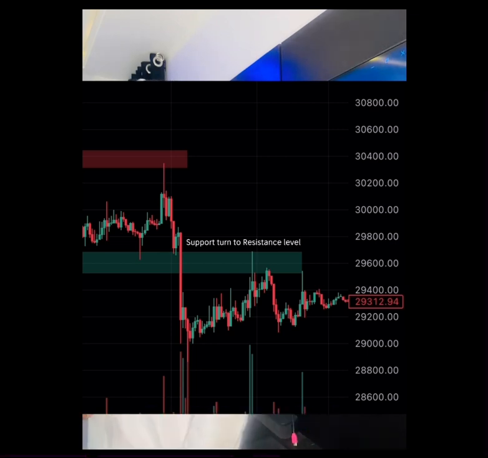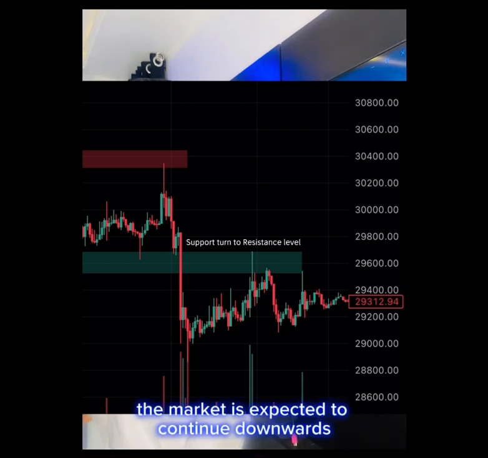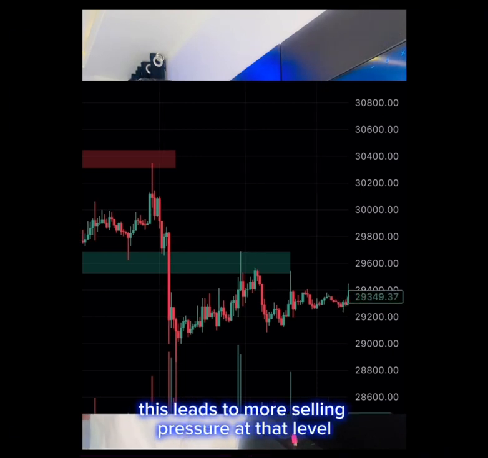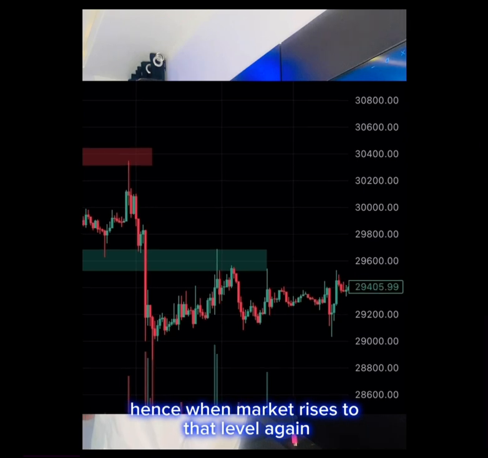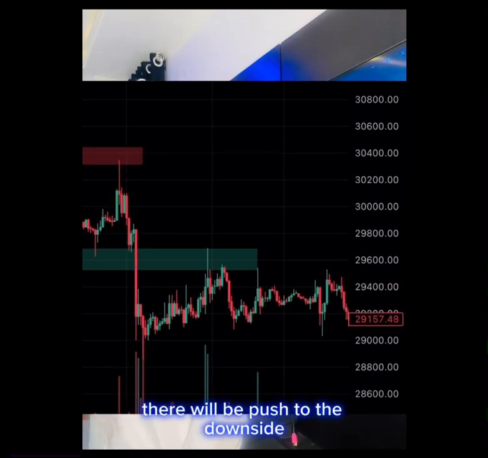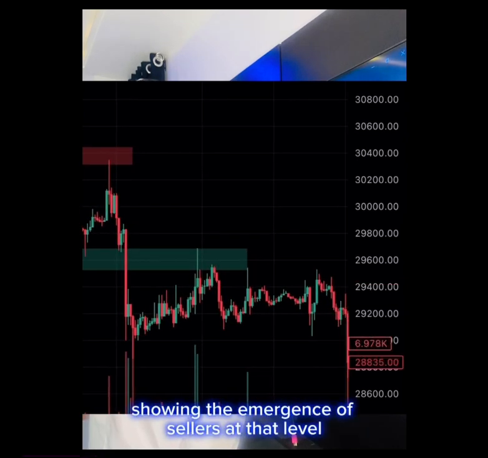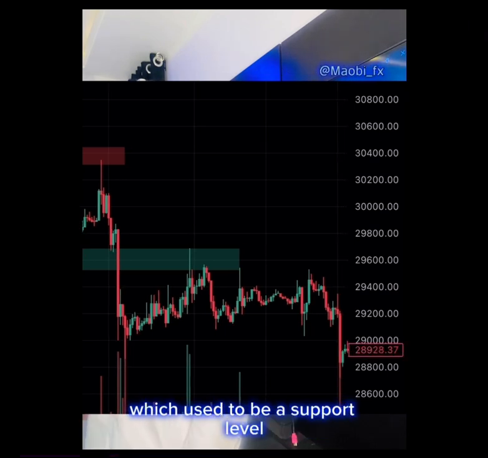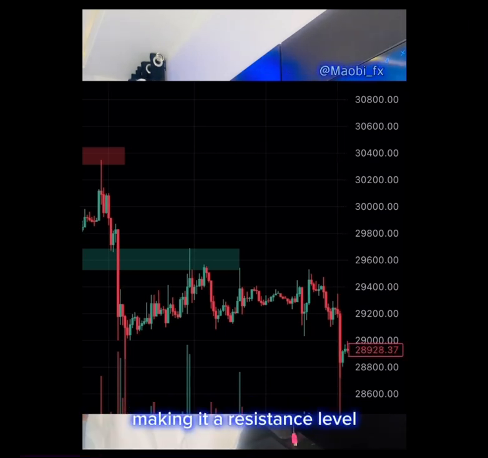Why is this so? When a support level is broken, the market is expected to continue downwards. This leads to more selling pressure at that level. Hence, when the market rises to that level again, there will be a push to the downside, showing the emergence of sellers at that level, which used to be a support level, making it a resistance level.